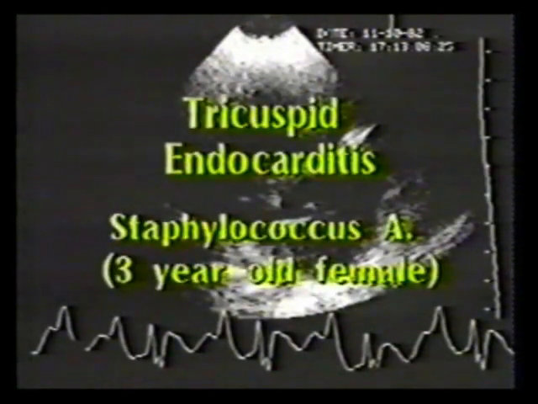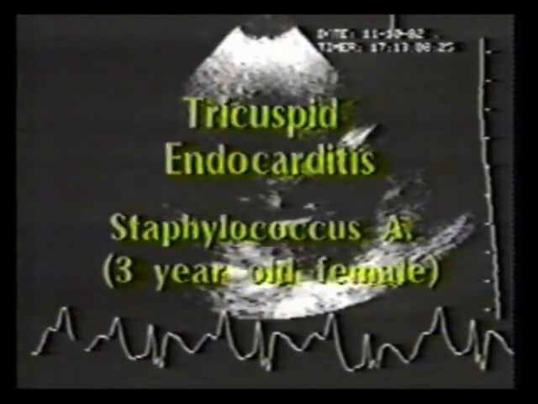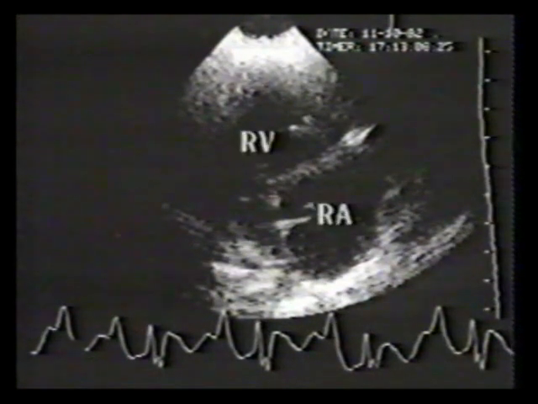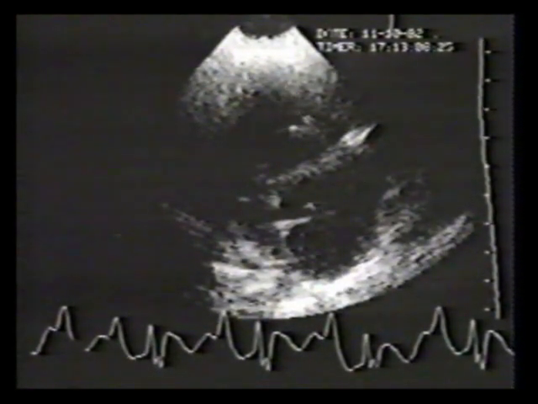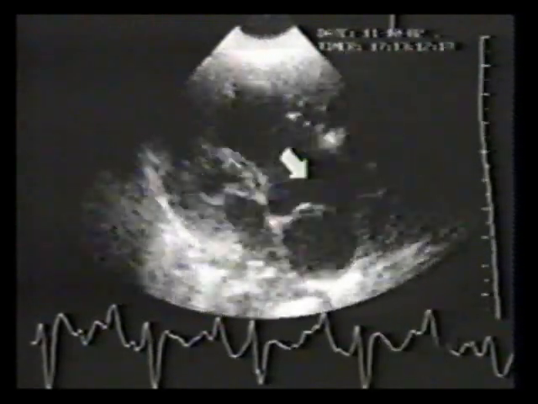Right-sided endocarditis is more typical of the intravenous drug-abusing population. However, this is a 3-year-old child with staphylococcal endocarditis. A large vegetation is visualized on the anterior leaflet of the tricuspid valve. This vegetation prolapses between the right ventricle and right atrium.